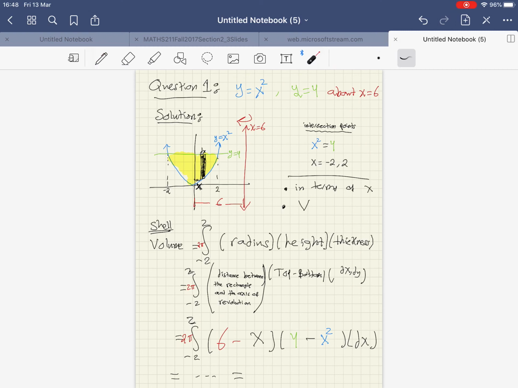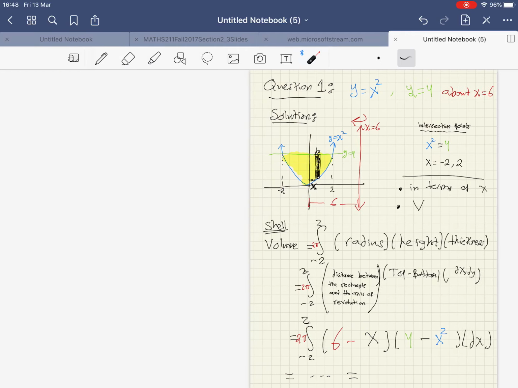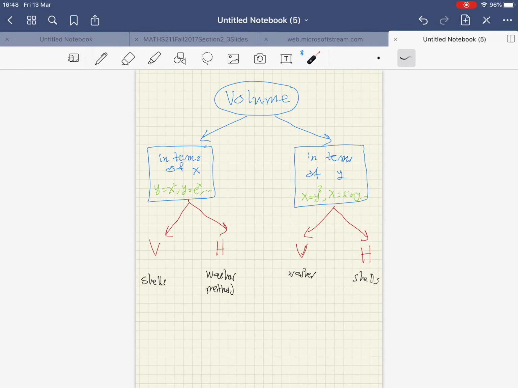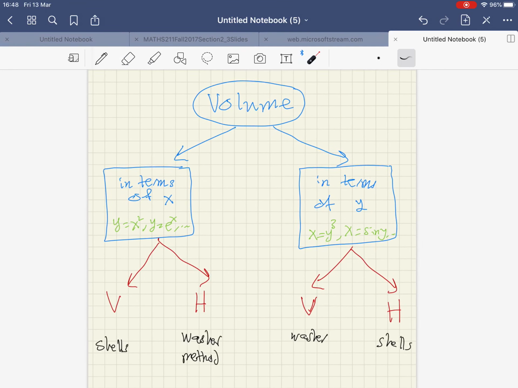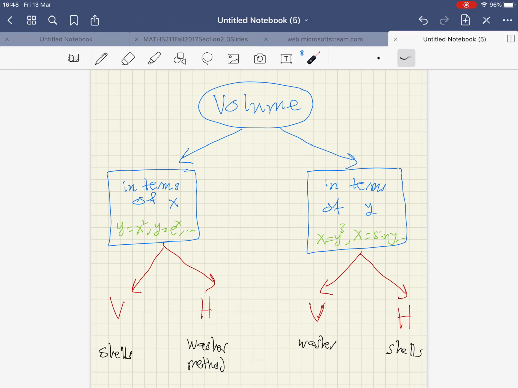Just a quick reminder: how do I know which method to use? So far we have two methods. One, we call it the washer, which is R out and R in. The second one, we call it the shell, which is radius, height, and thickness. Now, which one to use? Please capture this picture because this is the map that we will move on.